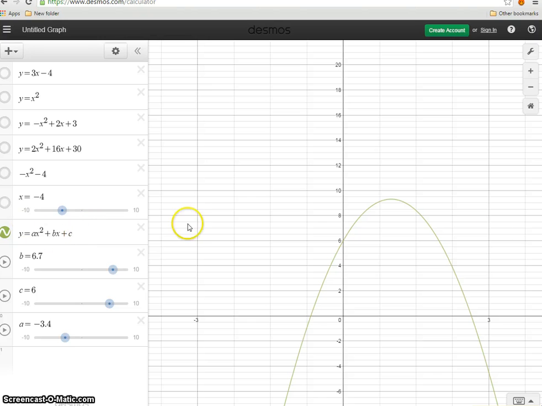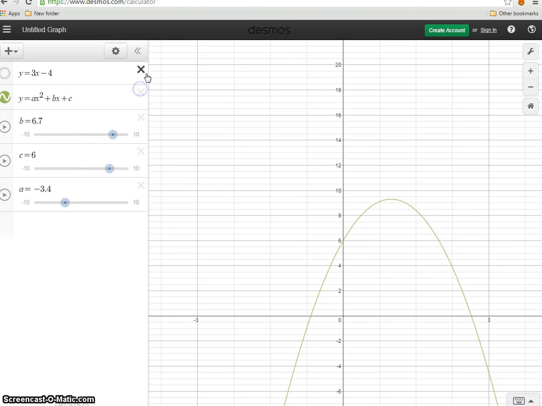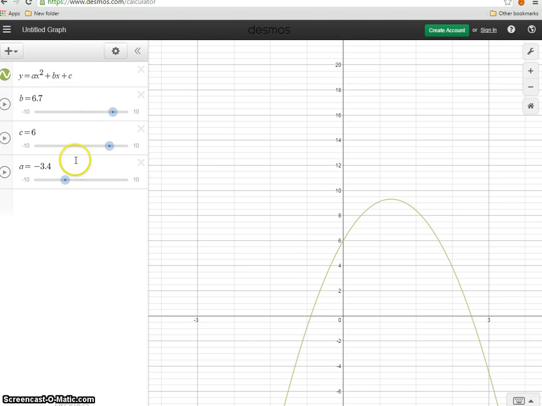Right here I have in green y equals ax squared plus bx plus c. What I'm going to do is see what happens when I change the a value, that number out here. Let's deal with the positive values first. As my a value gets bigger and bigger, you see the parabola gets skinnier and skinnier. As the a value gets smaller, we see it start to get wider.